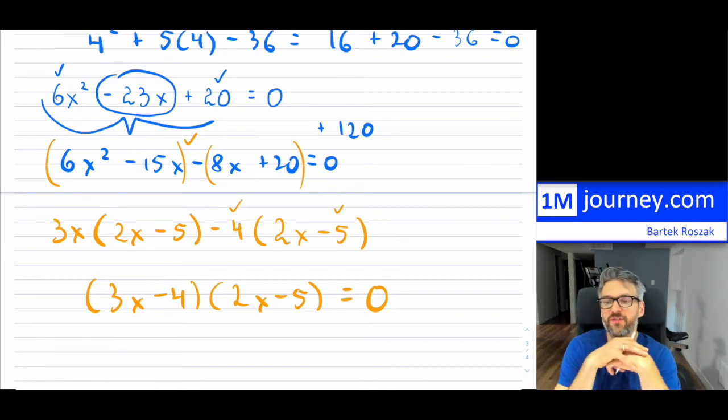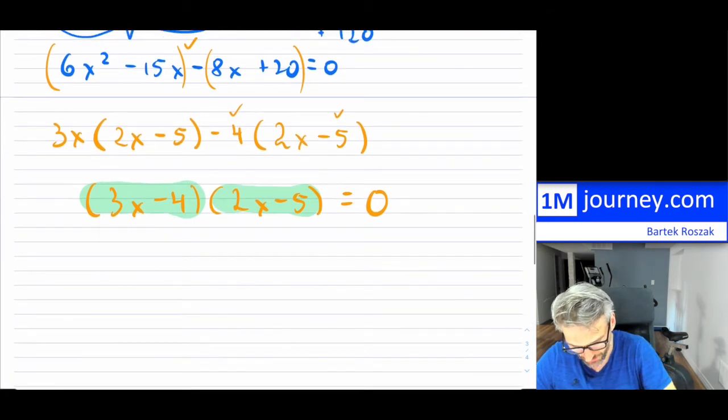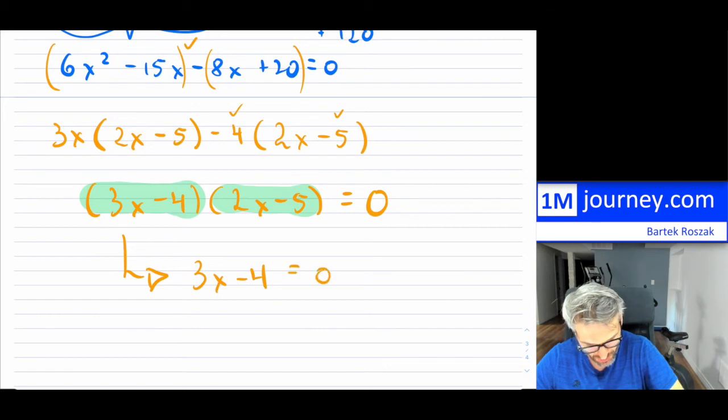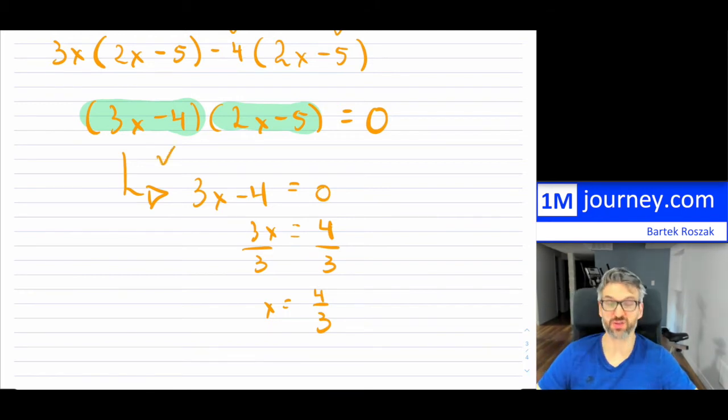Whenever you can factor these things out, it makes finding the roots or the zeros of your equation much easier, because now you take this factor, and this factor, and set each to 0. So for instance, 3x minus 4 equal to 0. I bring this over to the other side, divide by 3, and x is equal to 4 over 3. That's one of the roots or zeros of the equation.